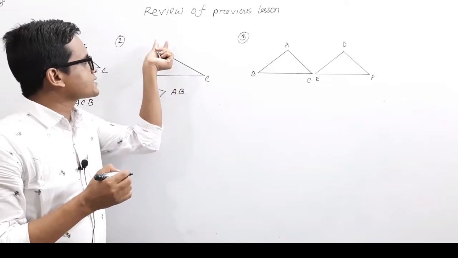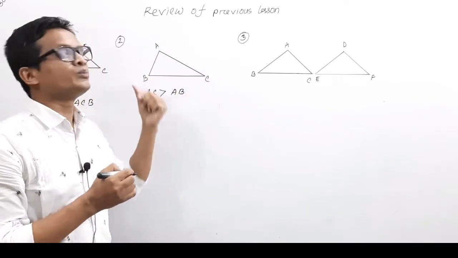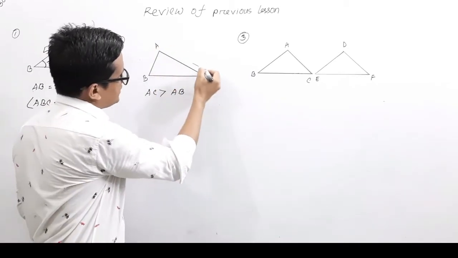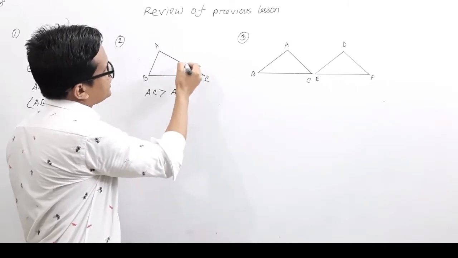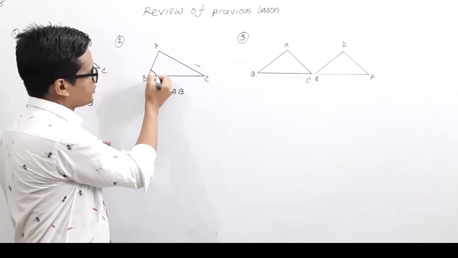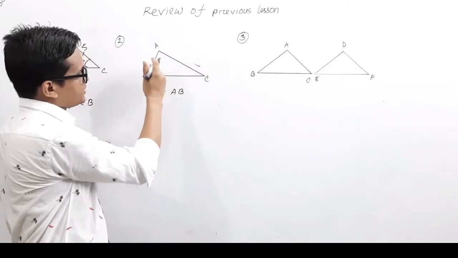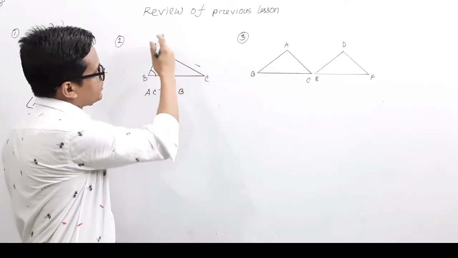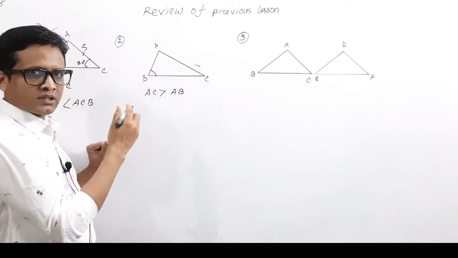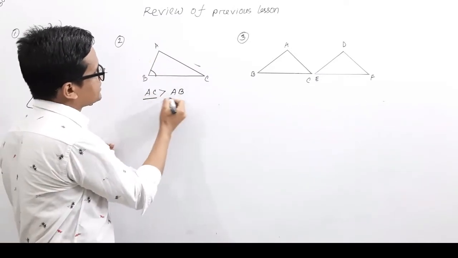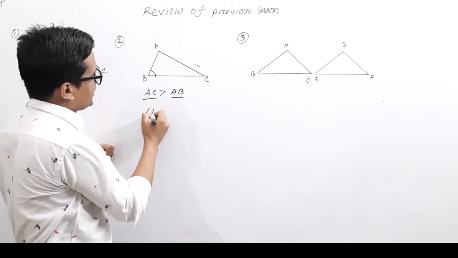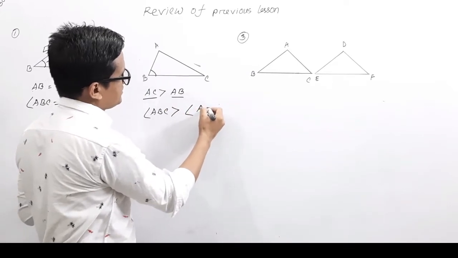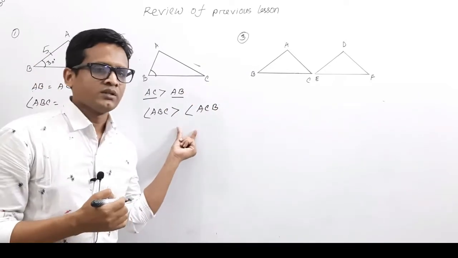So students, when the side is greater, the opposite angle will be greater. This is also theorem number 3. You have already learned it, right? This side is greater. So the opposite angle of this side, which one? This angle, that means angle B. So when the AC side is greater, we can write angle ABC is greater than angle ACB. This condition you have to learn.